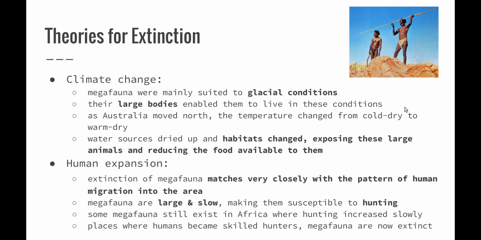So there are some megafauna that still exist in Africa because hunting was only increased slowly over there. In places where humans have become skilled hunters, in particular Australia, the Americas, etc., megafauna are now extinct. So it's really interesting to think that 50,000 years ago we had these animals that were the sizes of cars traipsing around Australia, but over time, due to the changes in the climate and the introduction of humans into different parts of Australia, unfortunately the larger ones of these have now become extinct.